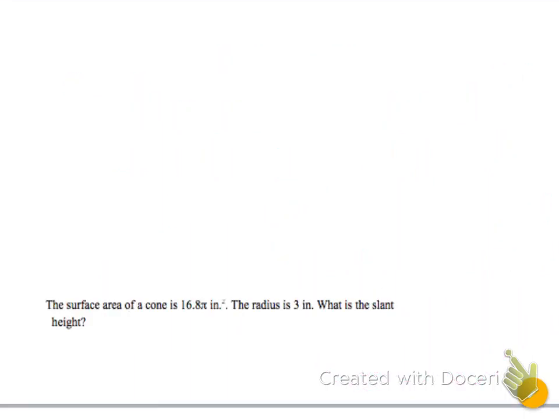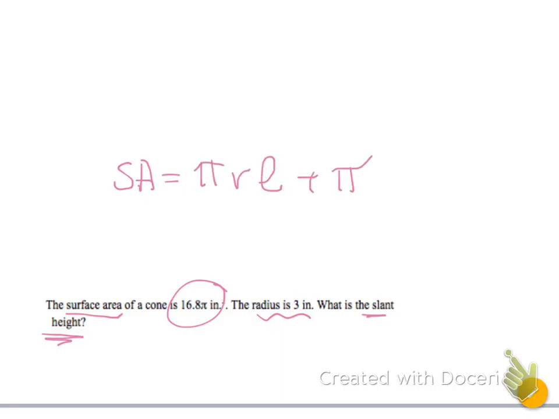Okay, the surface area, so we're talking about surface area being 16.8. My radius is 3. What is the slant? So I want to know the slant. So whenever I'm giving you a value of like a surface area or volume, you're generally going to be setting it equal to that equation. So surface area of a cone is going to be the surface area equals pi times radius times your slant plus pi times r squared.